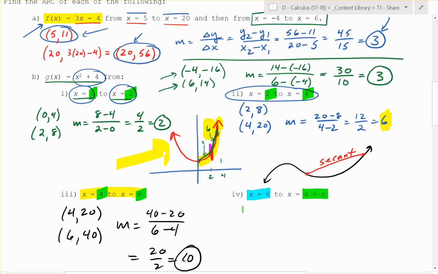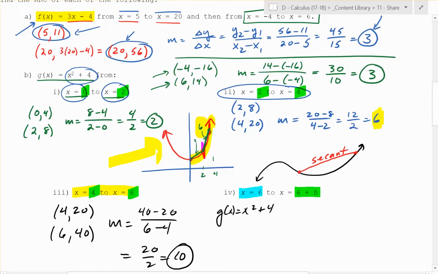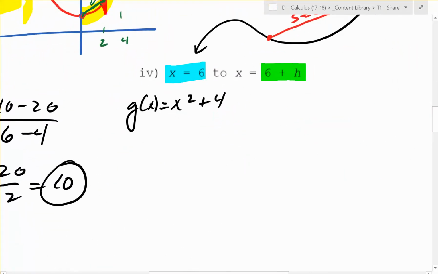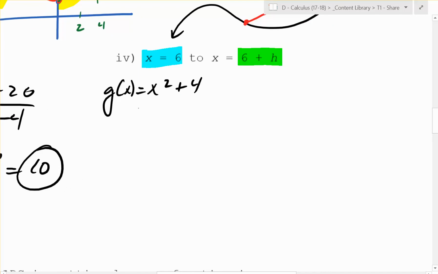The first thing we need to do is find the points. And remember, our function is x squared plus 4. That's our function. That's our g of x right there. So the first thing we need to do is find our points. What are our points? Well, you plug in 6 into this. We already know if you plug in 6 into there, you get 6 squared, 36, plus 4 is 40.